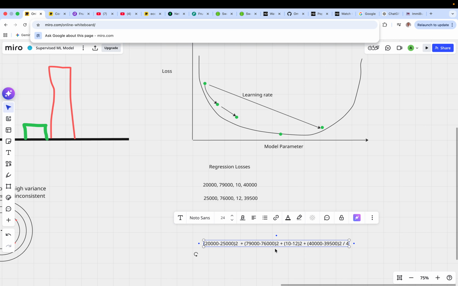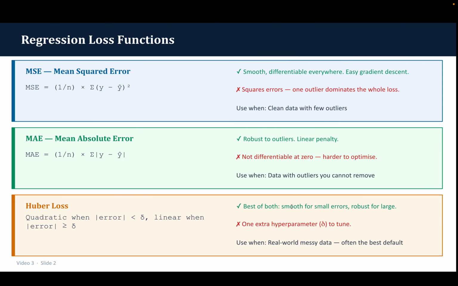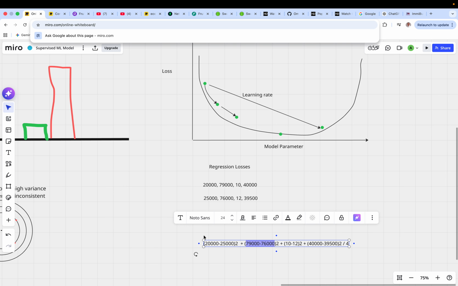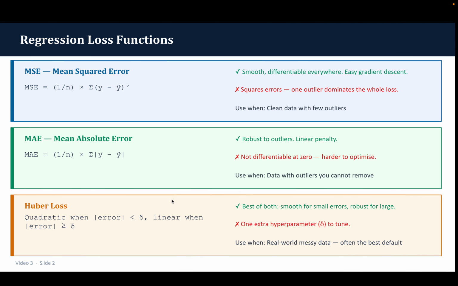Right? So this is how the mean squared error works. We take a square of the difference of each predicted and actual value to get the mean squared error. Now this is smooth, differentiable everywhere, easy gradient descent. You use this when you have clean data with few outliers. The Scikit-Learn package already makes this easier for us, so you don't have to compute this by hand. It's just for us to get the intuition behind all these metrics.